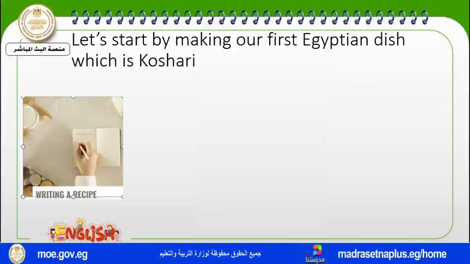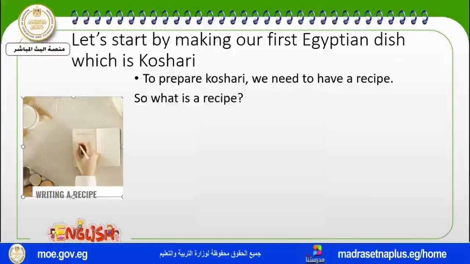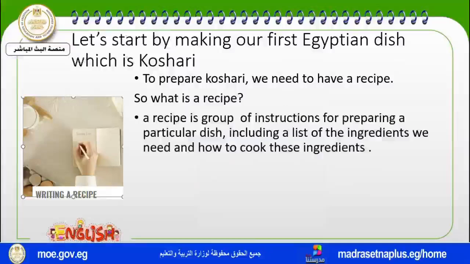Let me begin by asking you a question. What's a recipe? What do we need to prepare kushari? We need a recipe. So, a recipe is a group of instructions for preparing a particular dish, including a list of ingredients we need and how to cook these ingredients.